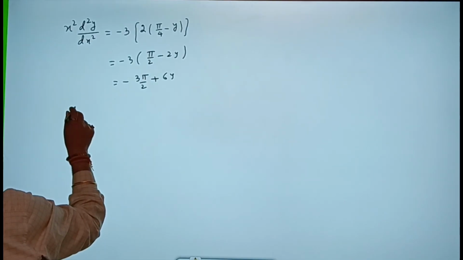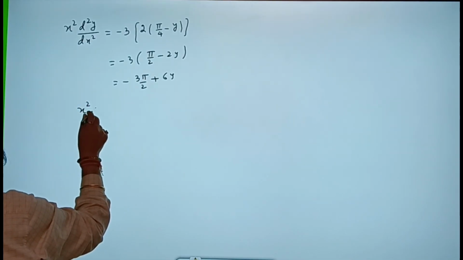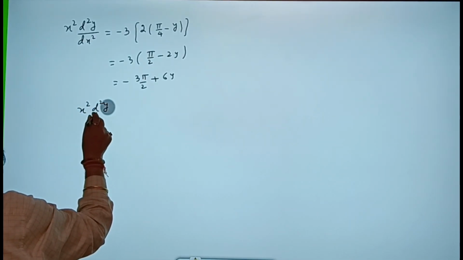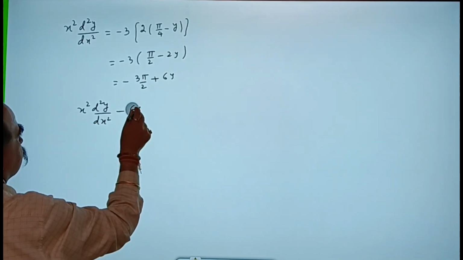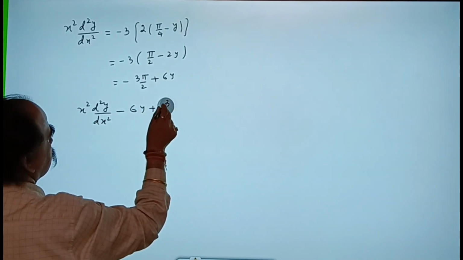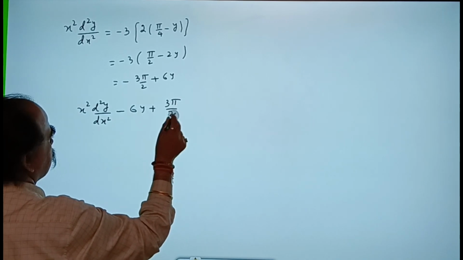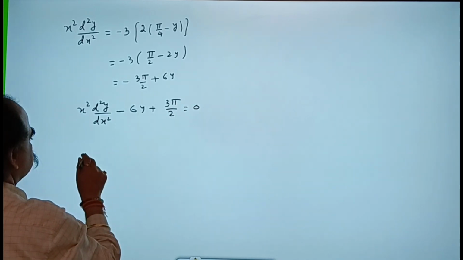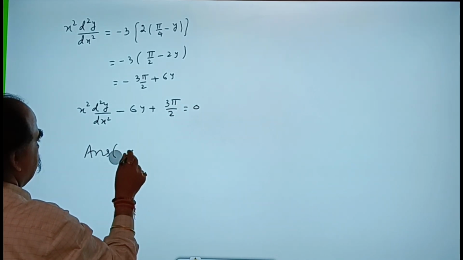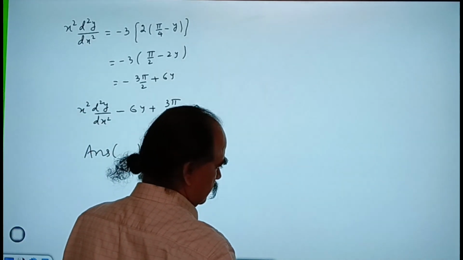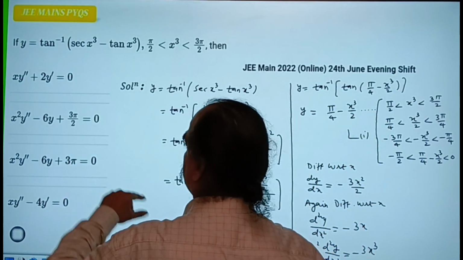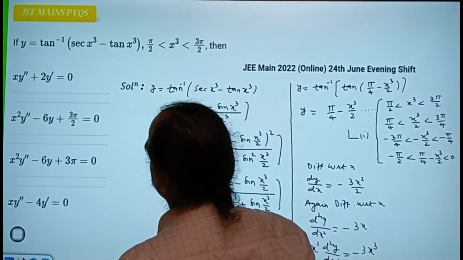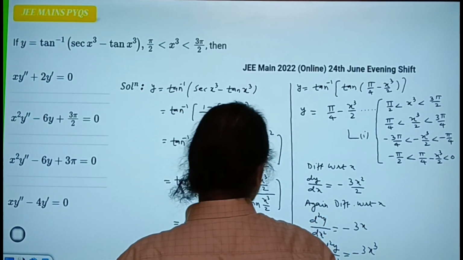Bring all the terms on this side. So x square d2y by dx square minus 6y plus 3 pi by 2 is equal to 0. Answer is B. B is the answer.